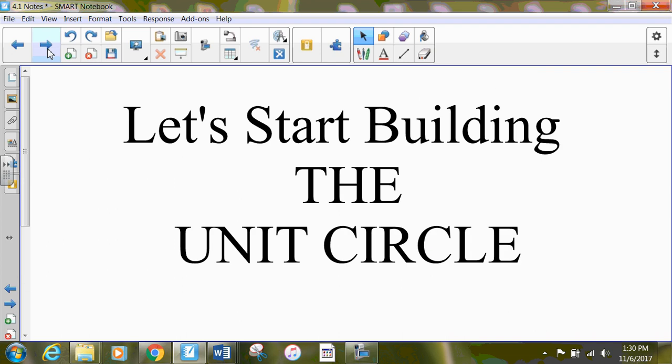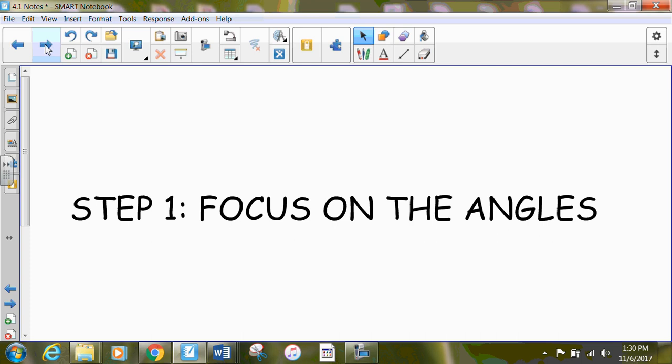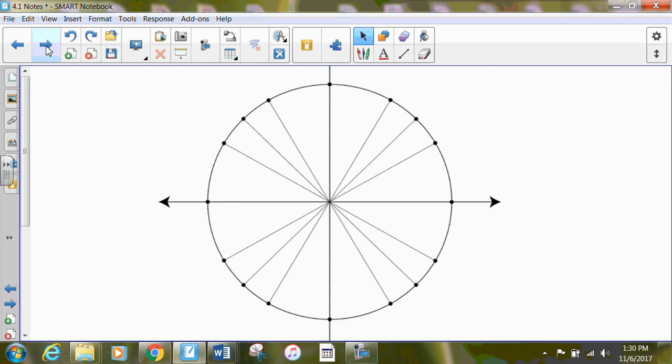All right, so that was really the end of 4.1, but we're going to start to build the unit circle, and we're going to focus on the angles, and then we're going to continue next class with 4.2, which is really the unit circle. So we were focusing on angles today, and that's why I wanted to include this part of building the unit circle in today's lesson.